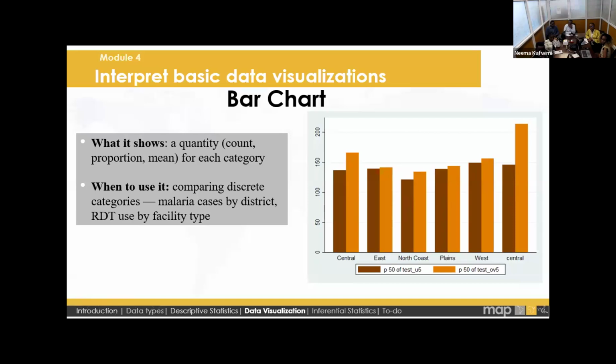We also have a bar chart. It shows the distribution in counts, the proportion for each category. You use it when comparing discrete categories, for example, malaria cases by district, or RDTs used by facility, and those cases.